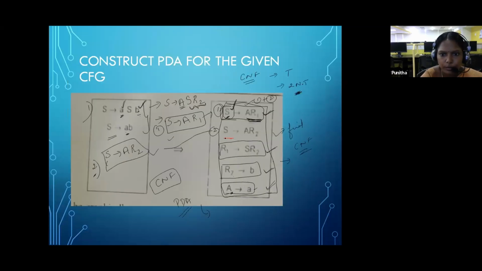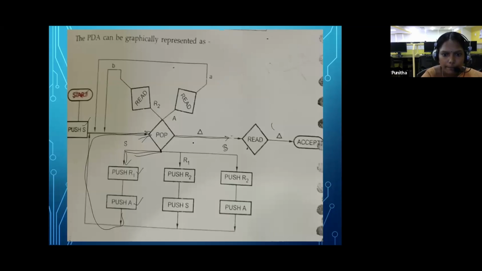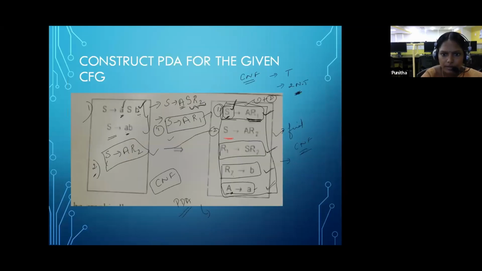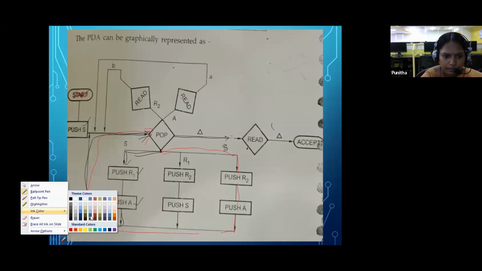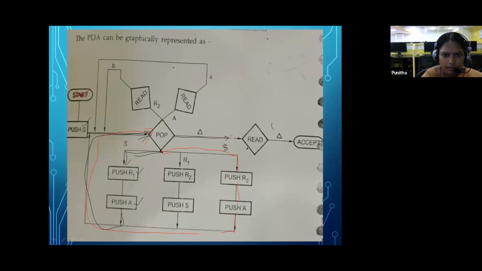Next I again perform pop yes, push R2, push A. This is the pop yes: pop yes, push R2, push A. I'm joining this into pop. Next I have to pop R1, push R2 and push S. I'm joining this to pop.